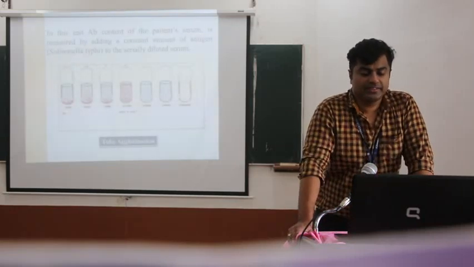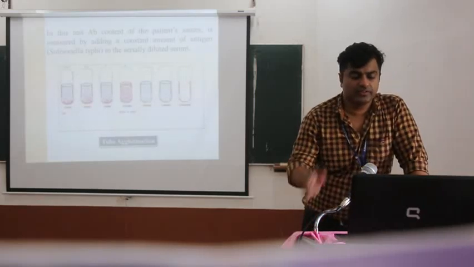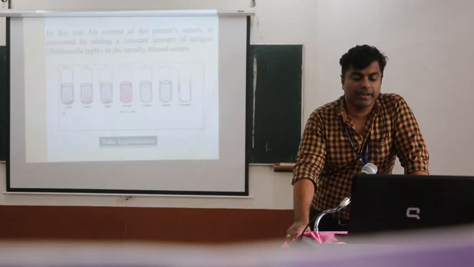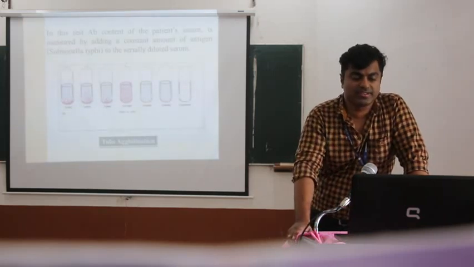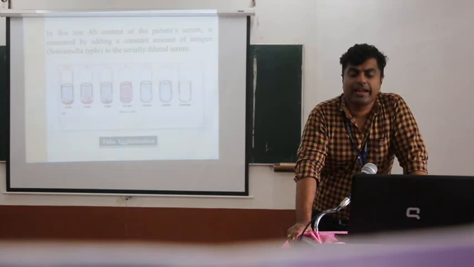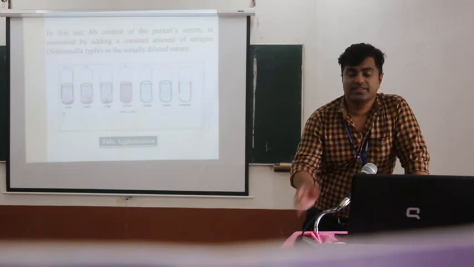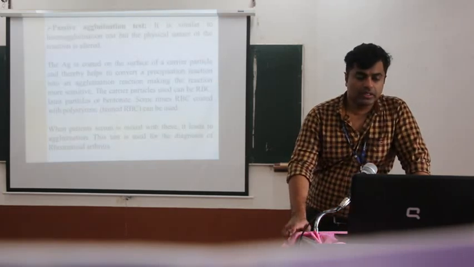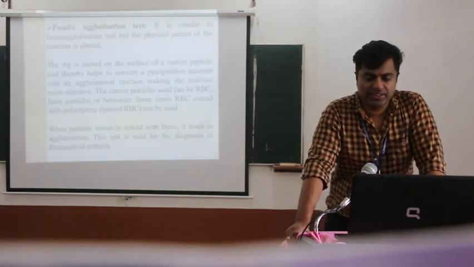So as we said, there will be a titer value. Here we can see that the value of the titer is 1 by 160. So 160 is the titer value. In this test, the antibody content of patient serum is measured by adding a constant amount of antigen to the serial diluted serum.